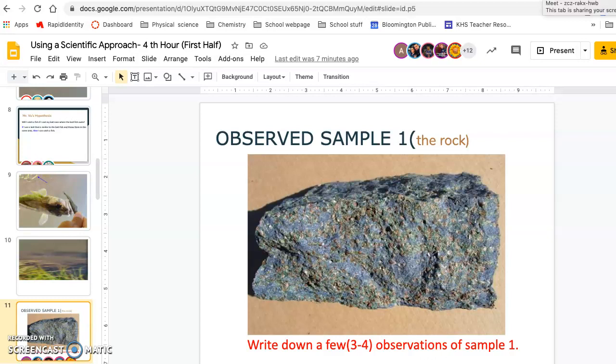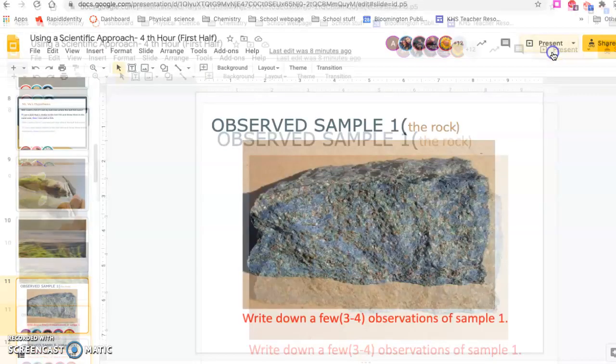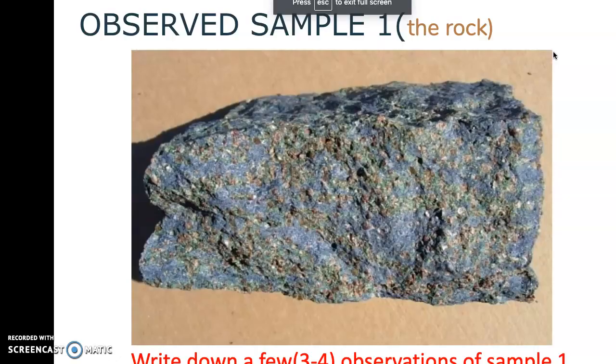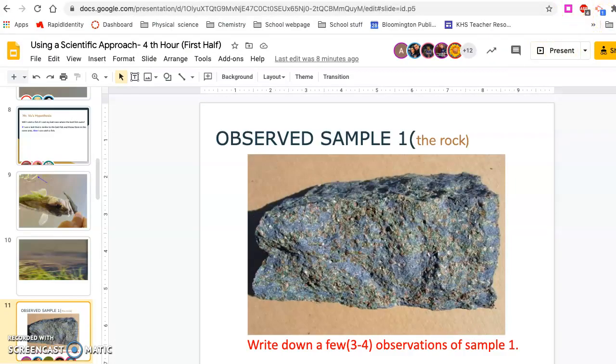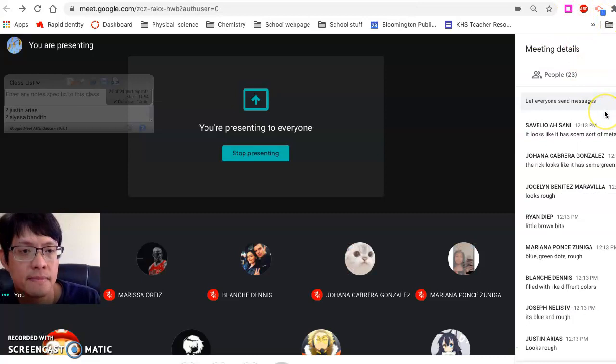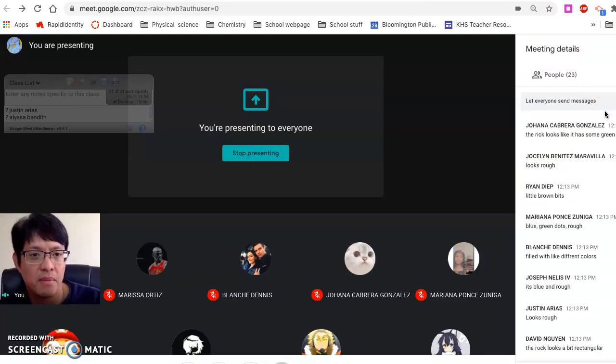Okay, I'll put the rock up. In the next 30 seconds, please write down a few facts about the rock. You can't get this wrong. There's no way you can get this wrong, so don't be shy. There's no judgment. A bit brown.